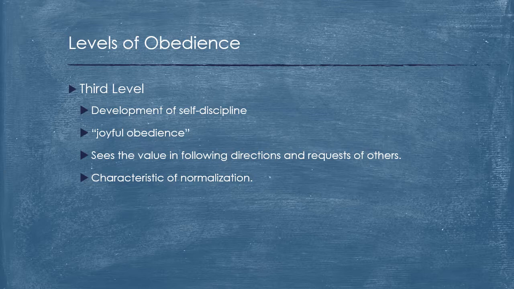So the third level, which sometimes your 6-year-olds will go into, the joyful obedience, is where they develop self-discipline, and they do it for the sake of doing it. So it's the value that they're adding to the situation. They know this is going to benefit more than just themselves. This is also a characteristic of normalization, which we will talk more about later too.